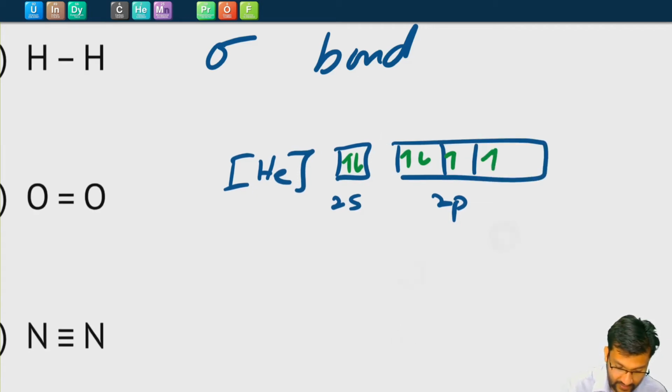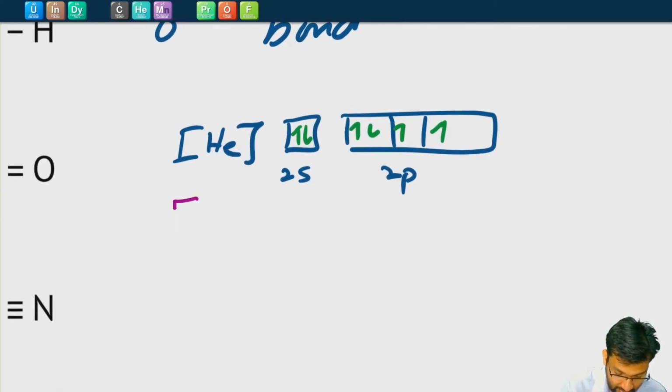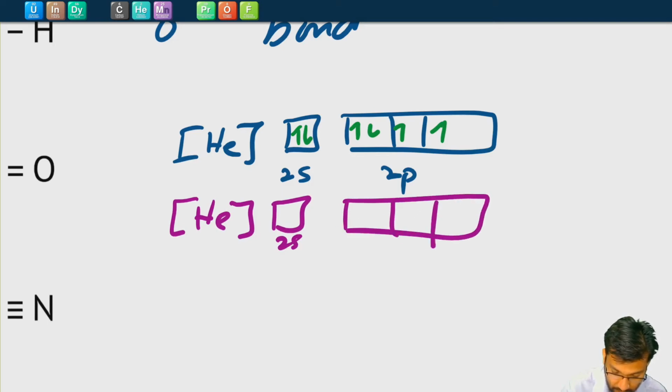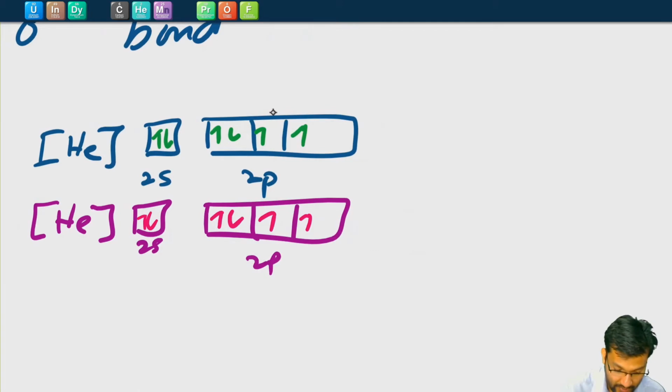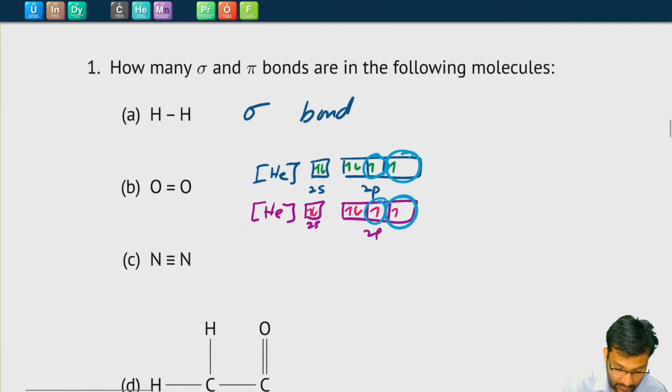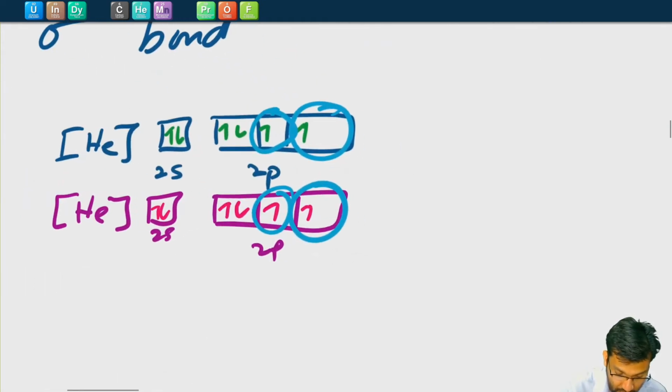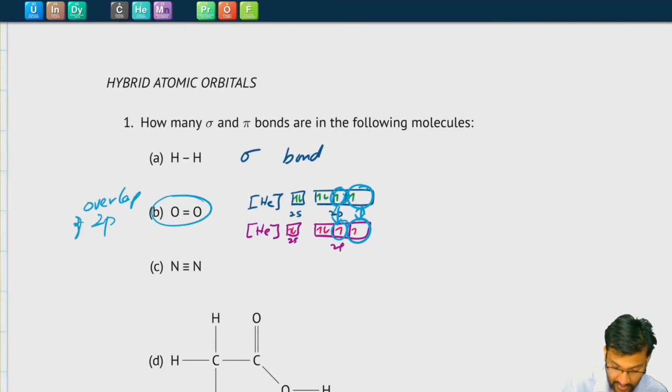If you bring another oxygen right next to it, let's use red for these electrons. You can already see which set of orbitals are going to overlap. This one with this one, and this one with this one. So basically what we'll have is overlap of 2p electrons. There are two different sets of overlaps, so there are going to be two different bonds, right? And that's why we have a double bond.